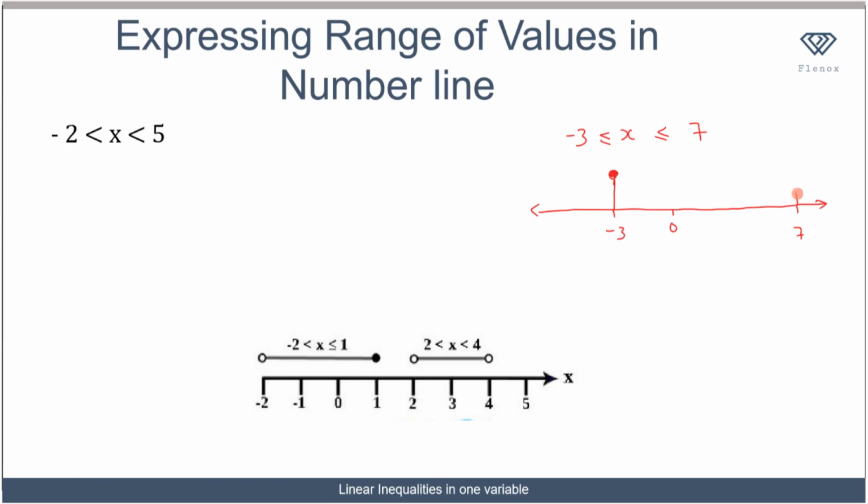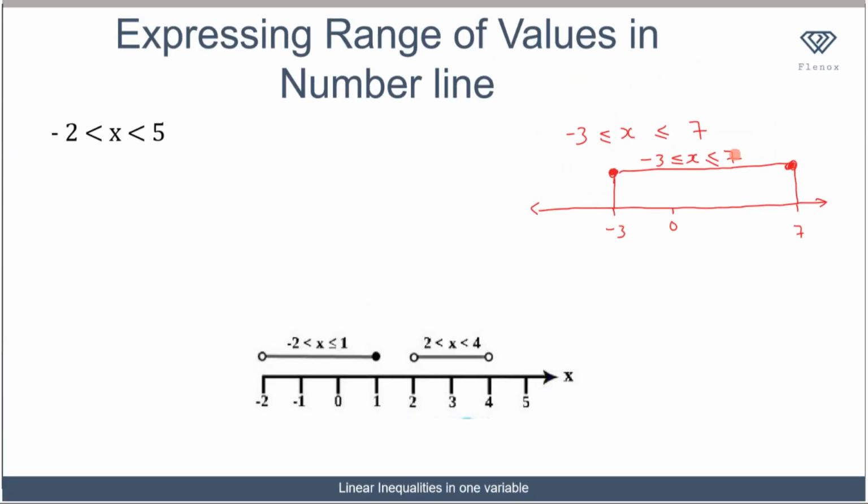And at 7 to here, what do I do? I shade it because I have an inclusive inequality sign also, and I join them together. So this line over here represents what? Minus 3 less than or equal to x, which is less than or equal to 7. So this pretty much sums up all you need to know as regards linear inequalities in one variable.